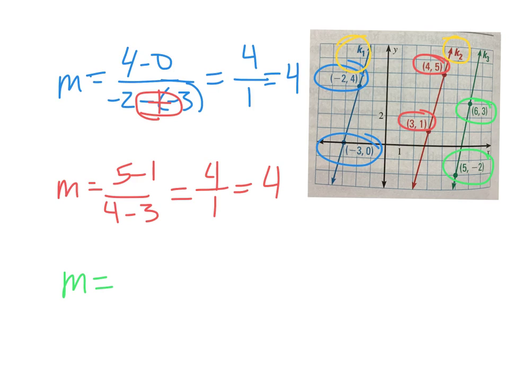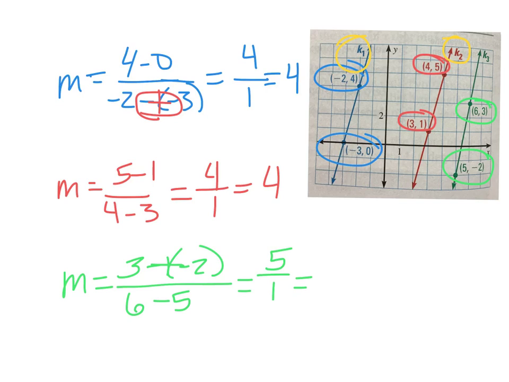So my slope is 3 minus a -2 over 6 minus 5. What's 3? A negative minus, that makes it a positive. So 3 plus 2 is? And then 6 minus 5 is? So this slope is? So K3's slope is 5. So is this parallel? No. At some point way, way, way down the lines, they will cross. It's just going to be really far down the line.